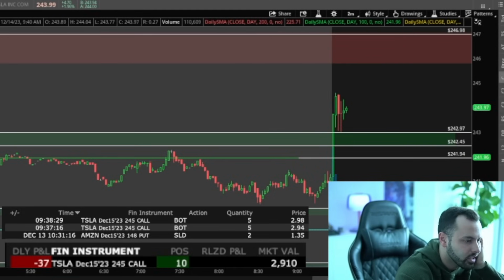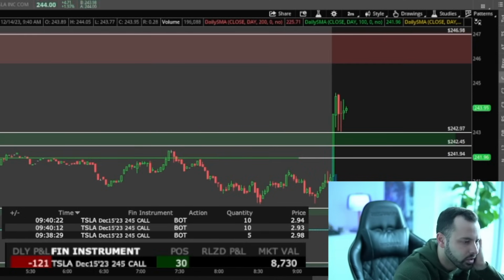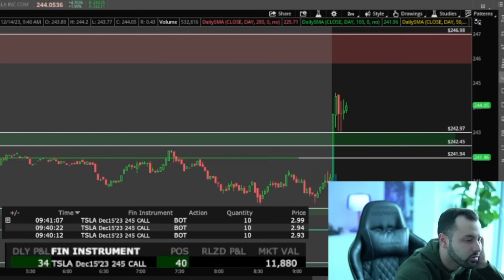Okay, I'm liking this Tesla. I'm going to put a little bit more size in the Tesla here. And I like that ES hold. Yeah, I'm liking Tesla here. Stop is under 243 now. Nice hold of 47.80 on ES. Nice hold of 16.8. AMD over 140.